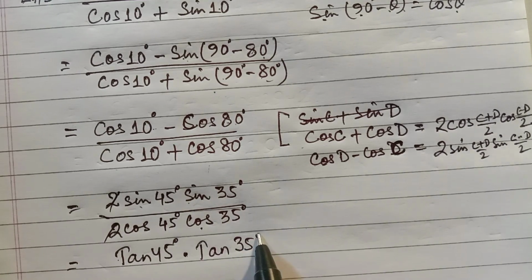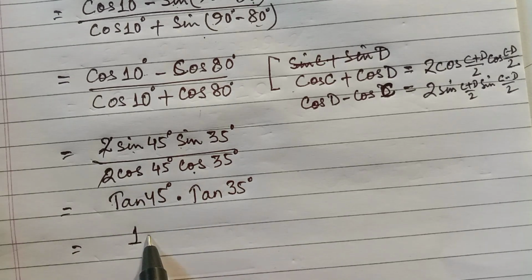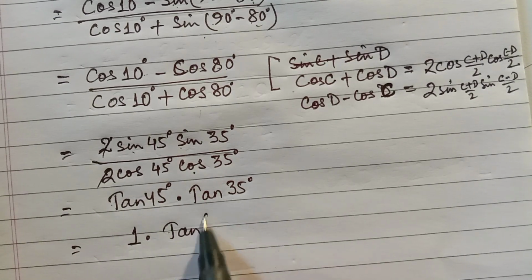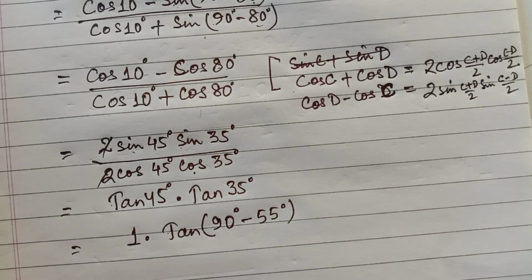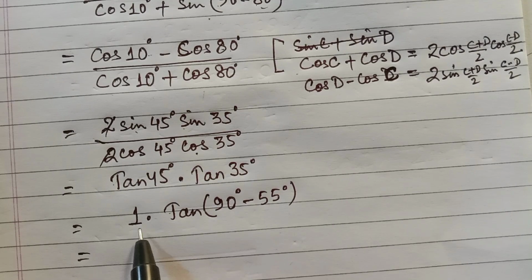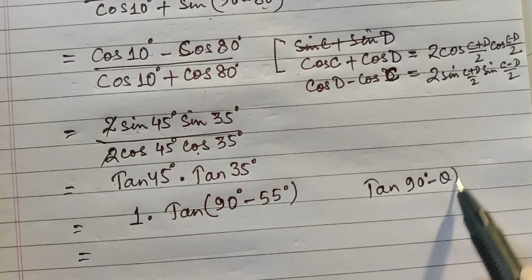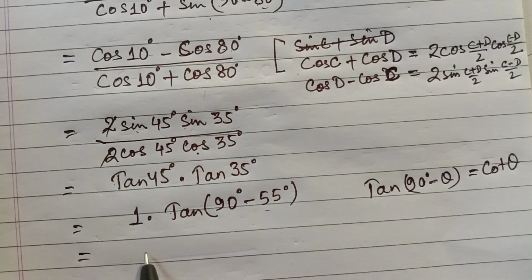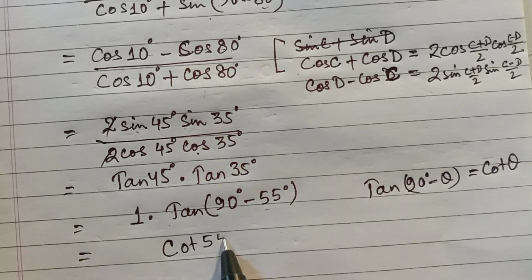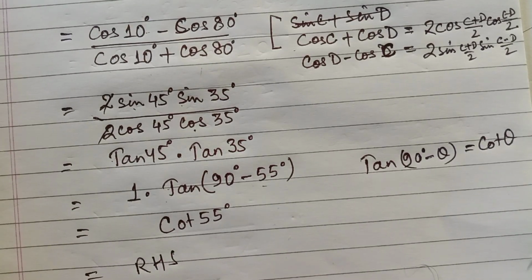And friends, we know that tan 45 is 1 and tan 35 can be written as tan of 90 degree minus 55 degree. So tan 90 degree minus theta is equal to cot theta. So theta here I have 55 degree. So 1 into cot 55 degree, that is cot 55 degree. Friends, this is our RHS. Hence it is proved.